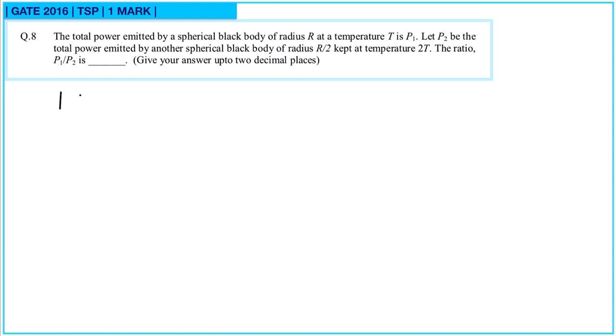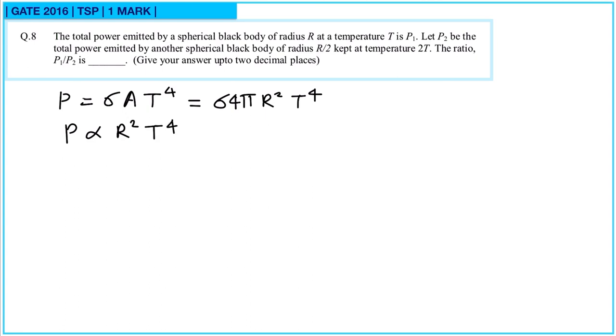Now we know P is equal to Stefan's constant sigma into area into T raised to 4. So that is sigma then 4 pi r square into T raised to 4. So P is proportional to radius square and temperature raised to 4. So P1 by P2 is, this will be r square T raised to 4.